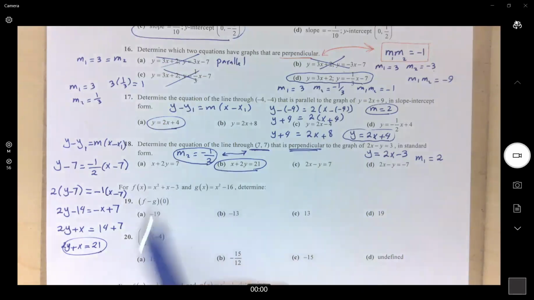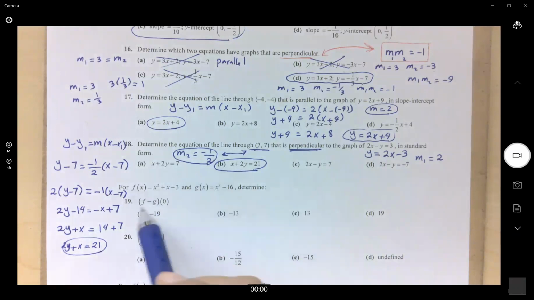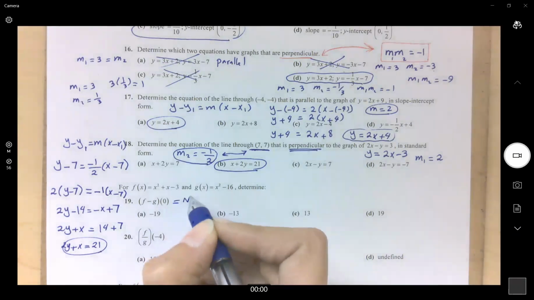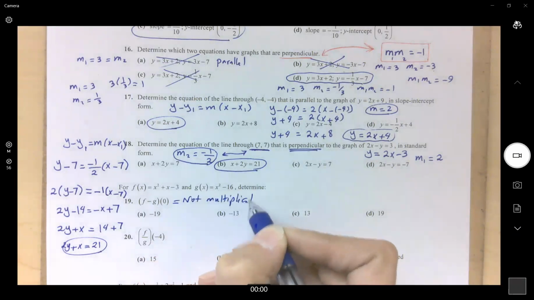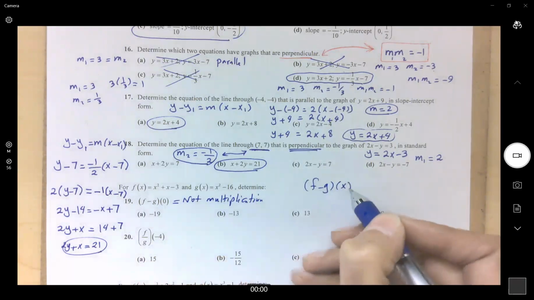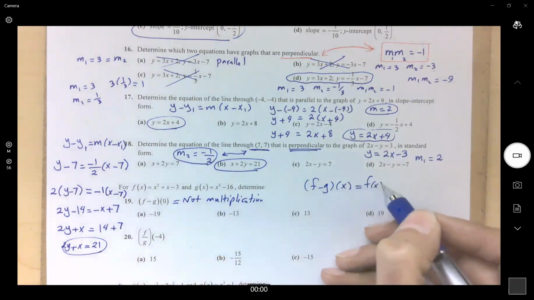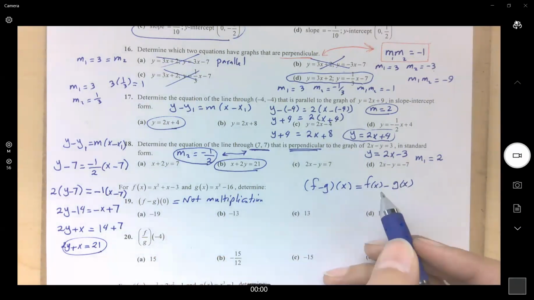So now we have functions. Two functions are given to us. The question says, find the difference between these two functions when x is 0. Guys, this is not multiplication. The meaning of f minus g evaluated at x is f of x minus g of x. It means that you have to subtract the definition of functions.